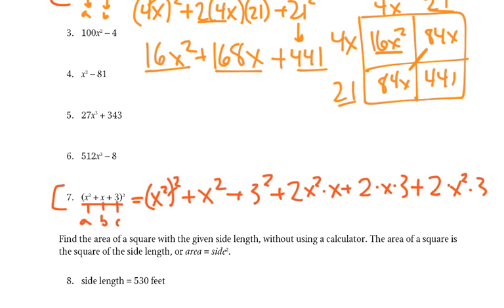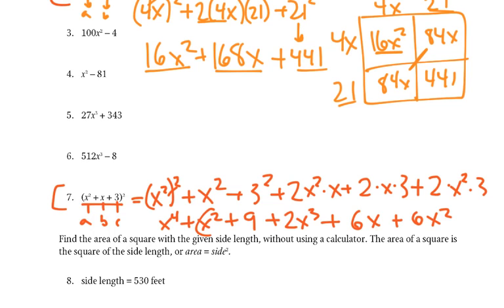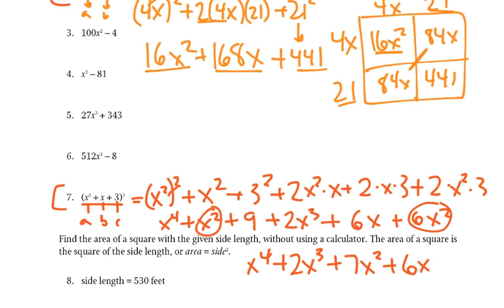Then we simplify. That would be x to the fourth, plus x squared, plus 9, plus 2x to the third, plus 6x plus 6x squared. Then combine any like terms we have, which it looks like we just have the square terms. So it would be x to the 4th plus 2x cubed plus 7x squared plus 6x plus 9. And that's where we would end up.